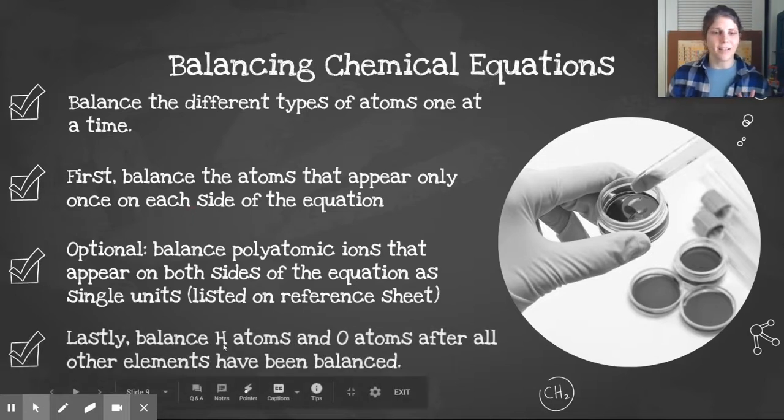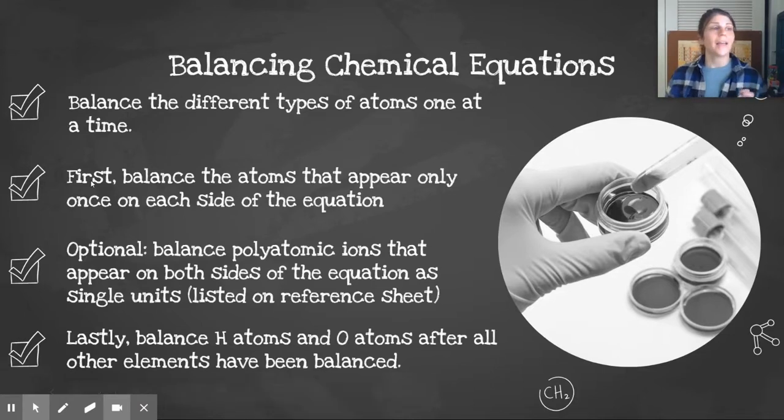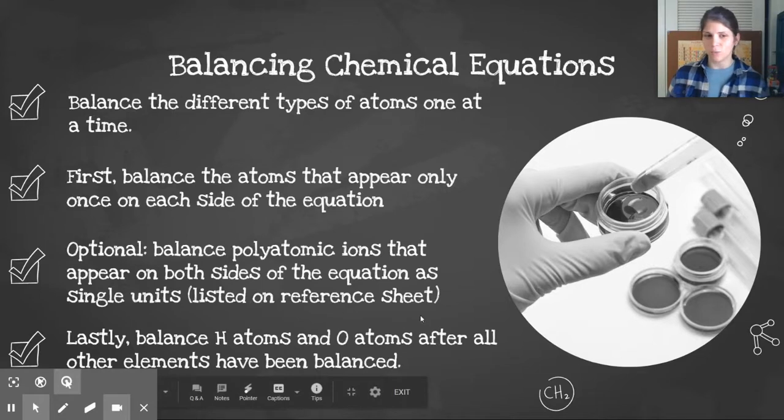And then lastly, I recommend you balance the H and the oxygen last. And the reason why is for this first right here. Oftentimes hydrogen and oxygen are in both terms. And if that's the case, they're a lot harder to balance. So I really think the best way to do this is once you have this written down, let's try some practice problems. So pause me, get it written down, and we'll do some practice problems together.